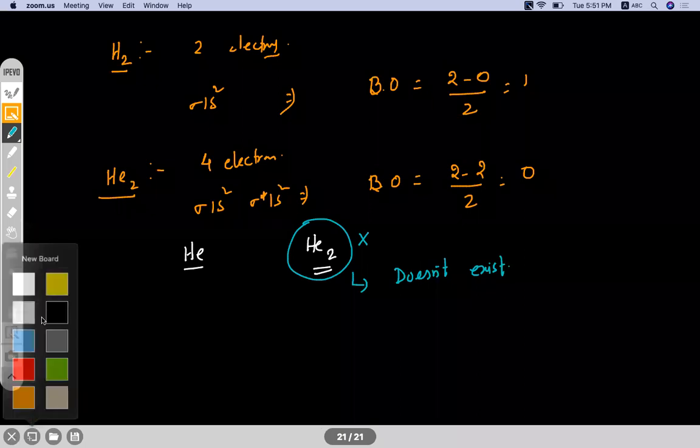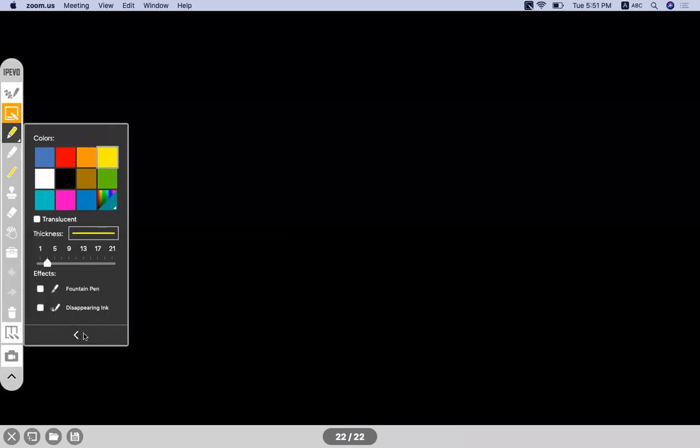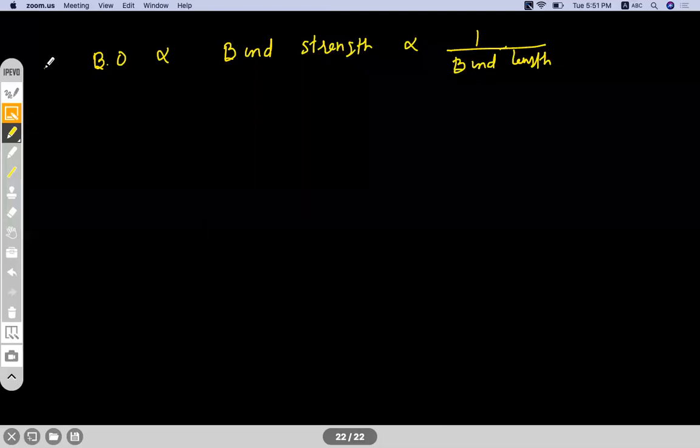Now, one more relation you see here. We discussed this relation last class: bond order is directly proportional to bond strength, and it is inversely proportional to bond length. So once you know the bond order, you can also compare bond strength and bond length. Clear?